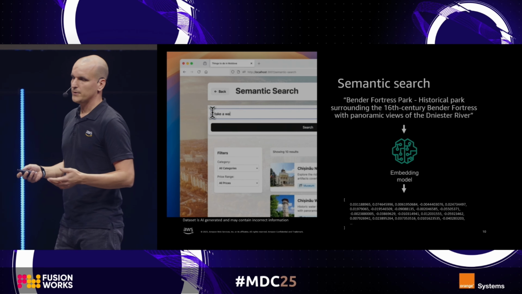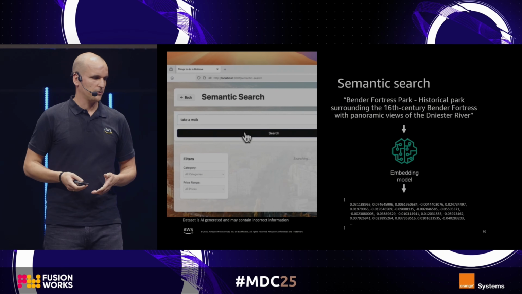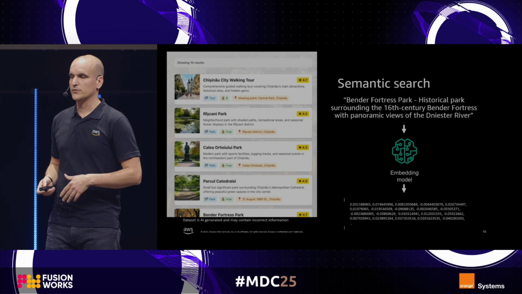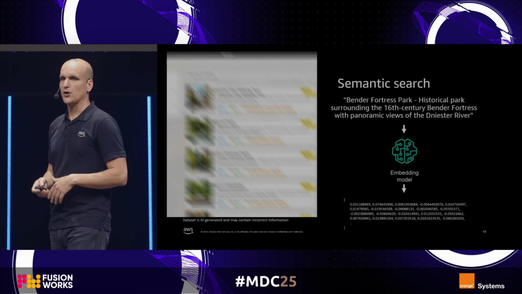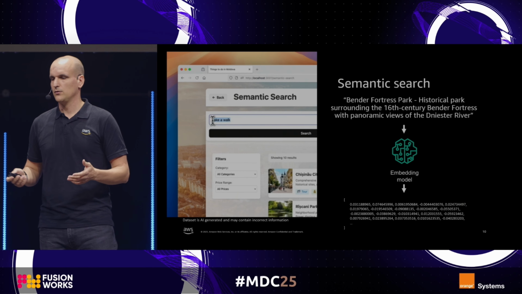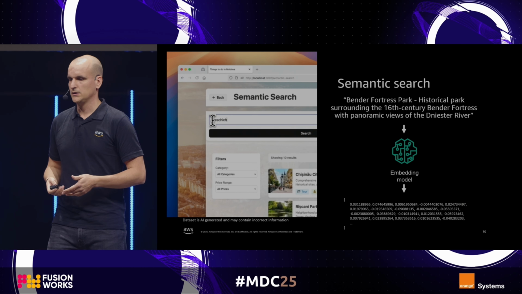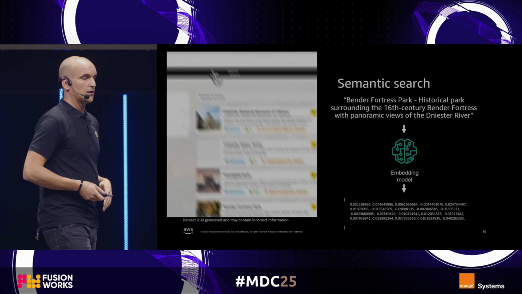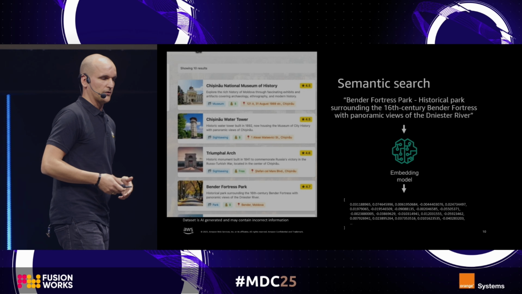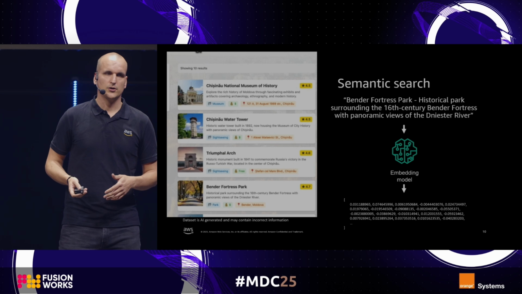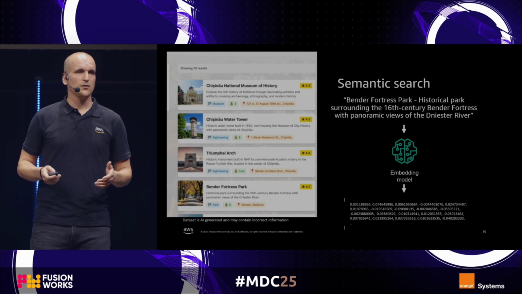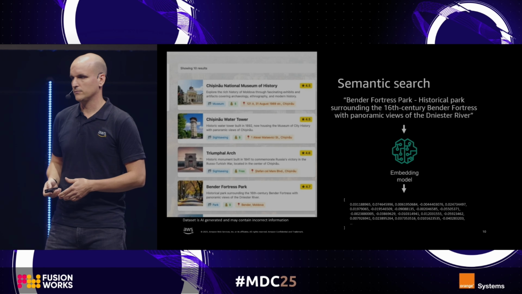We can also type in something like, I want to take a walk. And in this case, the database is going to return something with walking, but it's also including parks, because I can go to a park to take a walk. Another power of semantic search is that you can use other languages to search for something. So in this case, I typed in the word Geschichte, which is German for history, and I get back results related to history.